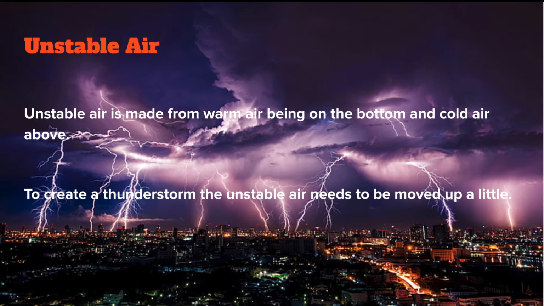Unstable air. Unstable air is made from warm air being on the bottom and cold air above. To create a thunderstorm, the unstable air needs to be moved up a little.